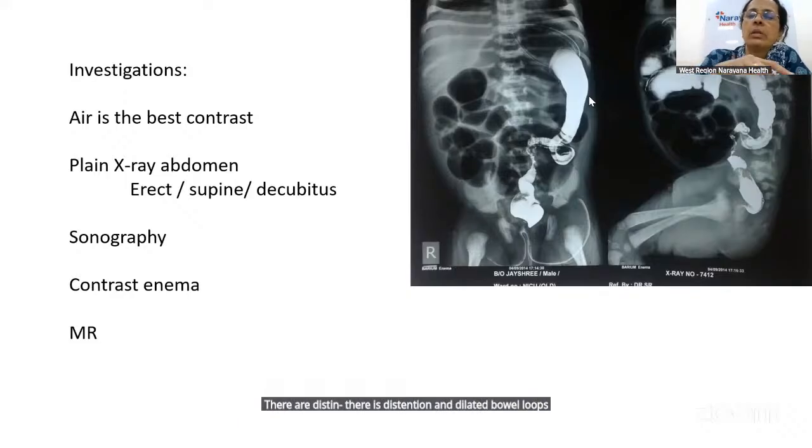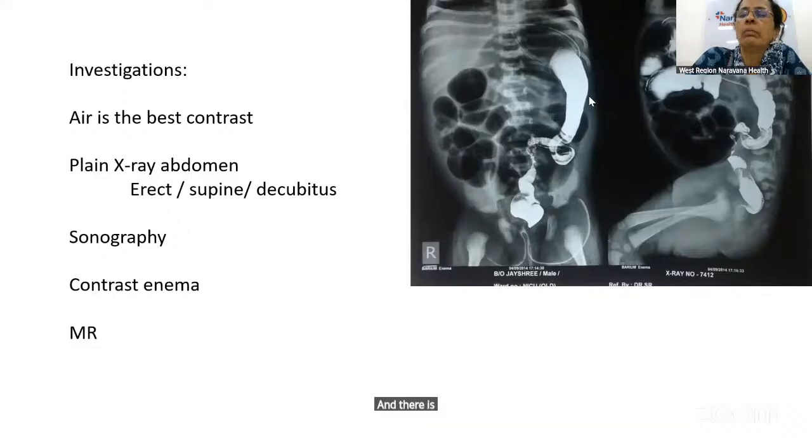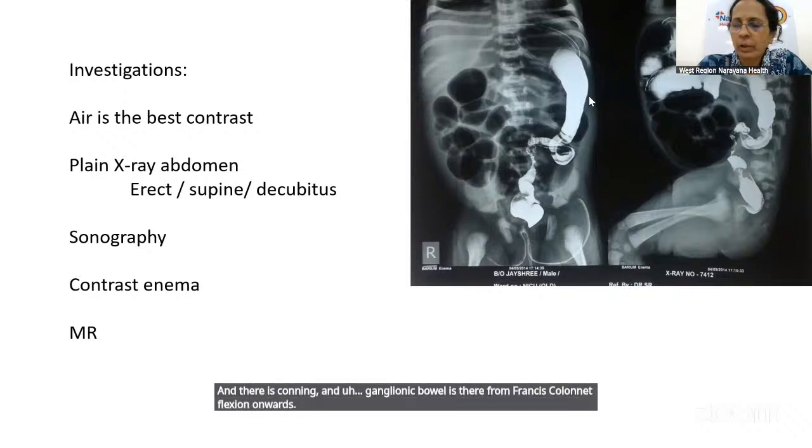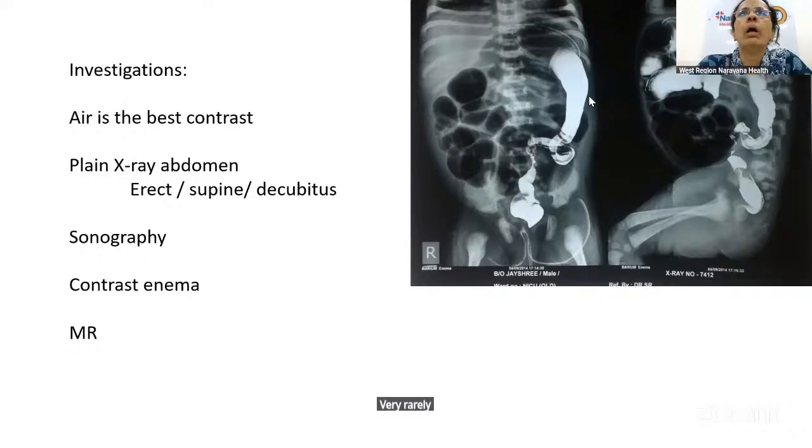So a contrast study has been done, and you can see a coning in the splenic flexure, suggestive of aganglionosis of the rectum, sigmoid, and descending colon. There is coning, and the ganglionic bowel is there from the transverse colon and splenic flexure onwards. Very rarely we will do MRI, but that's a reserved investigation.